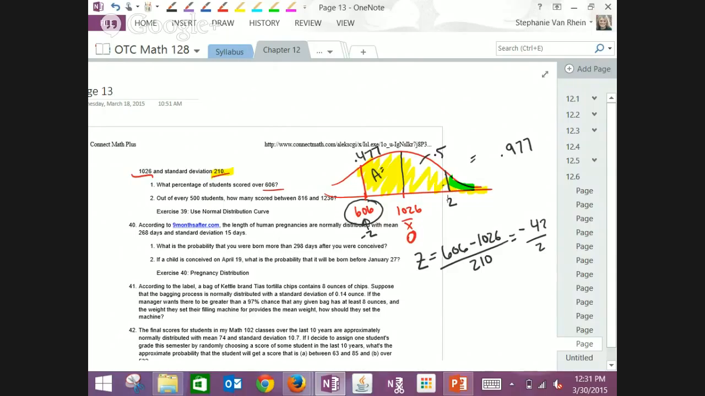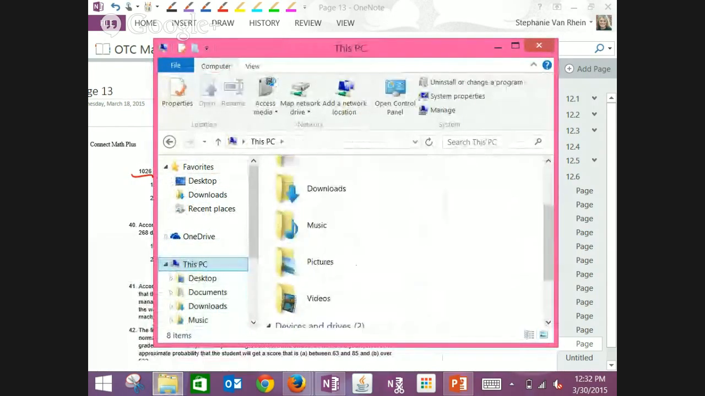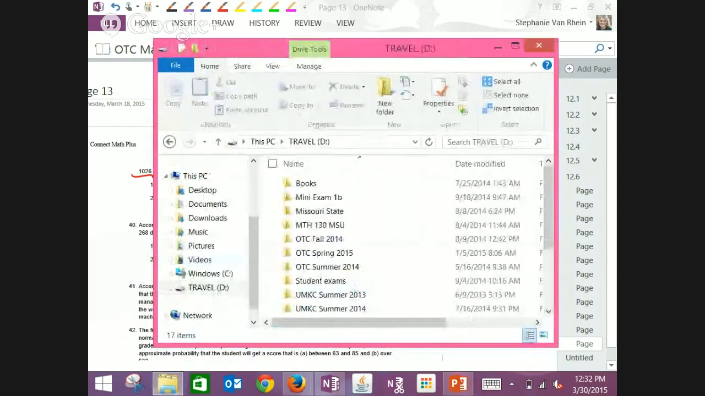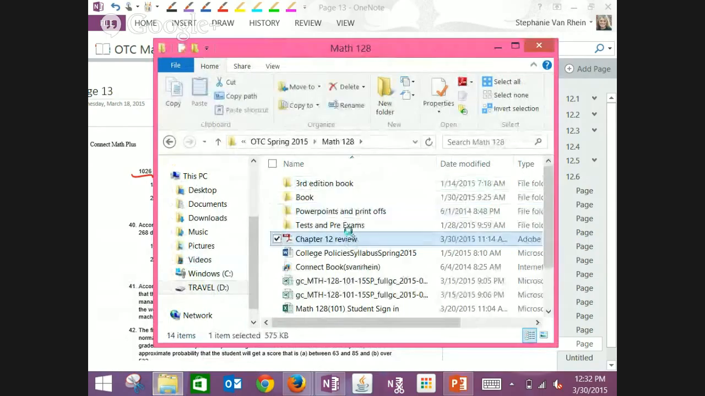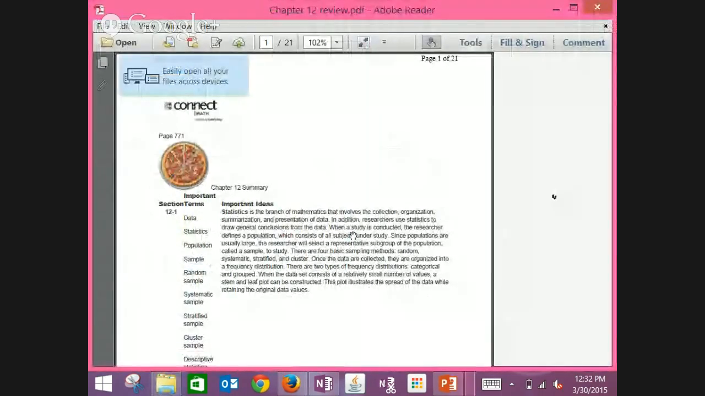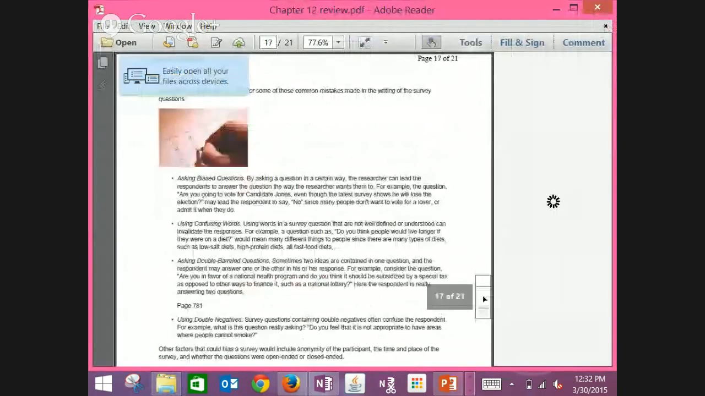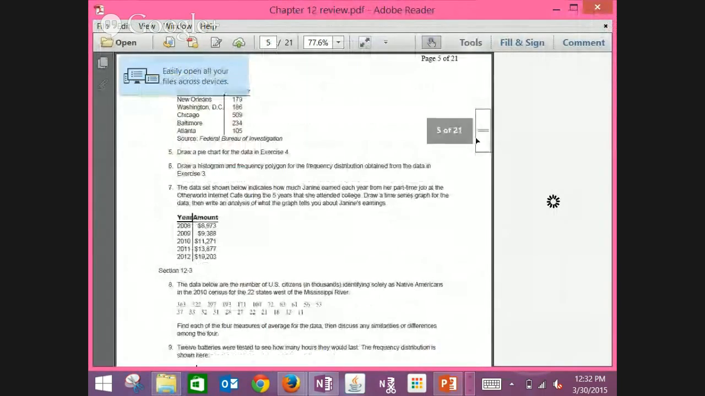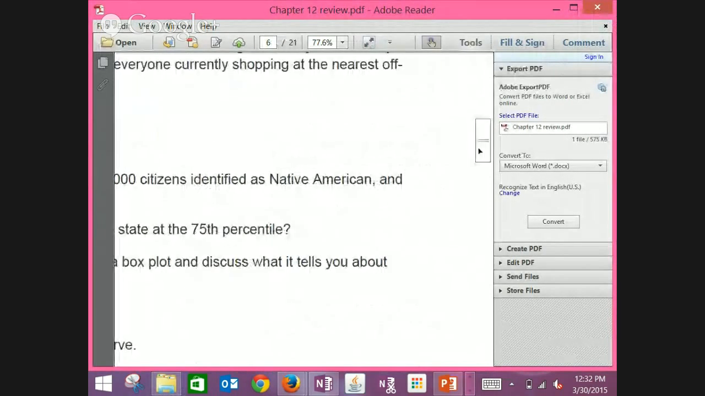And then Friday, we're not going to have class. So online or in your book, there is an end of chapter review. Now, we didn't do all the sections in chapter 12, so be a little careful when you look at it. But anything in this review could be free game for the test. So you can also look at that.